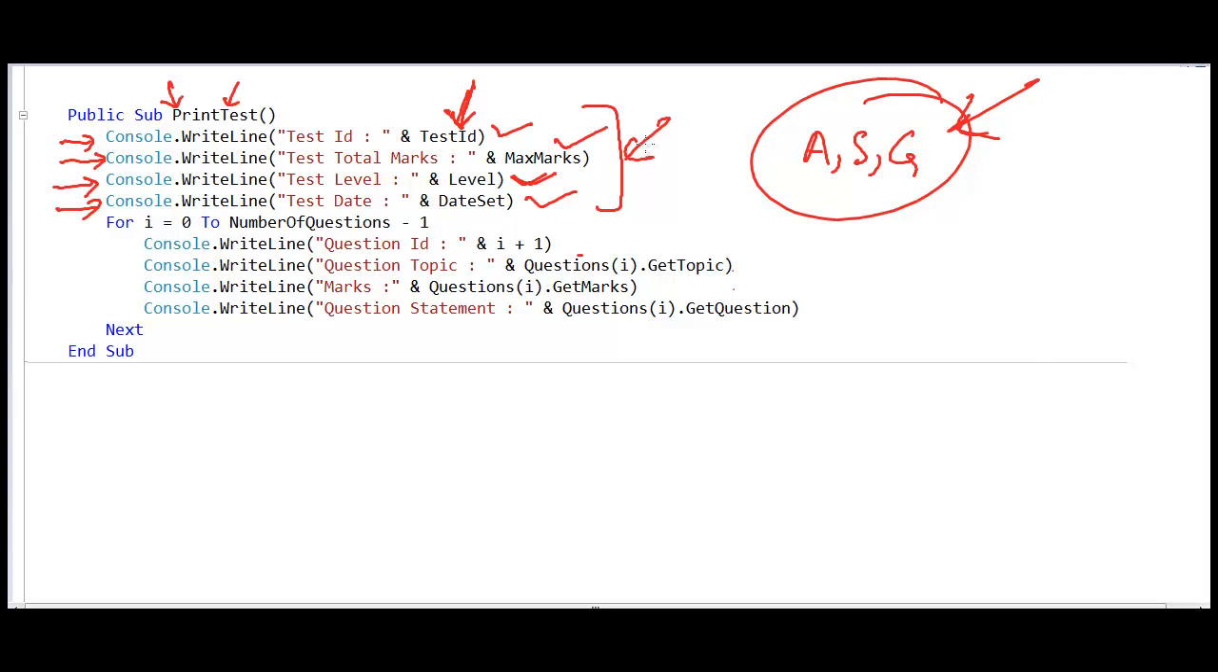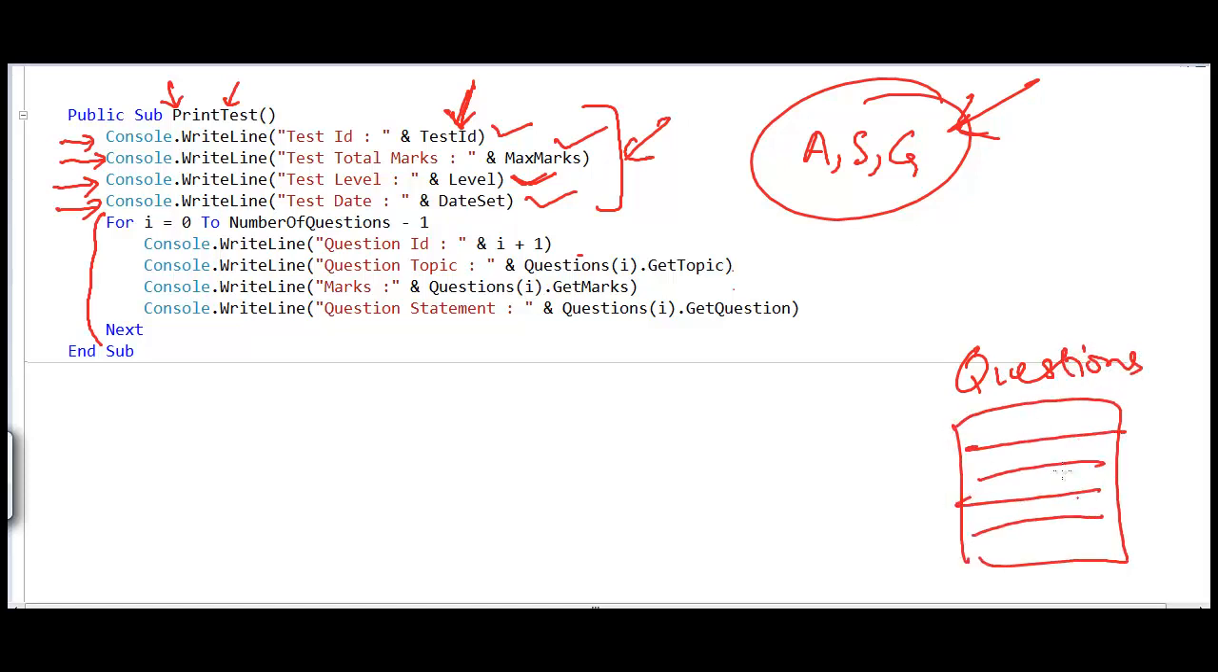Because there are multiple questions within the test, that's why we've written a loop. And because all the questions were stored in the array, right? We had a questions array, right? This was where we had stored all the questions, right? So here's what we are doing. We are running this loop, right? So this loop is going to run many times, and each time this loop runs, we are going to print the ID of the question.